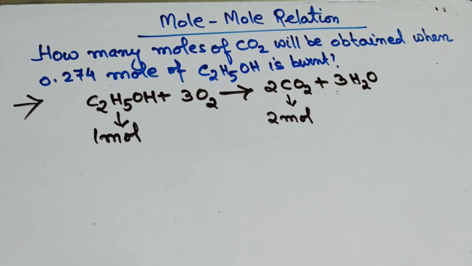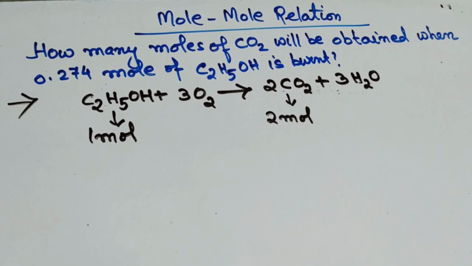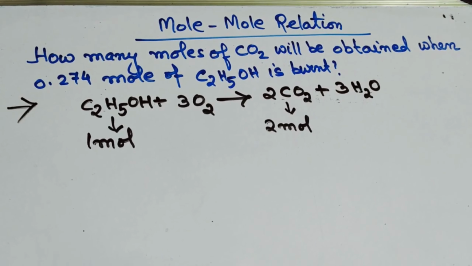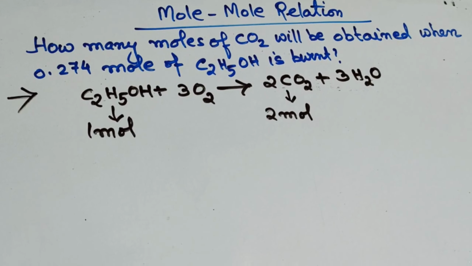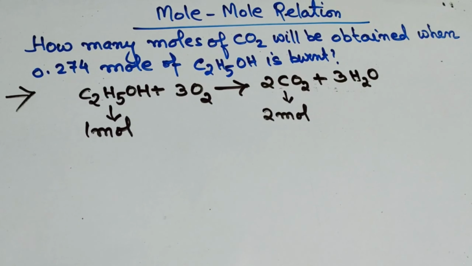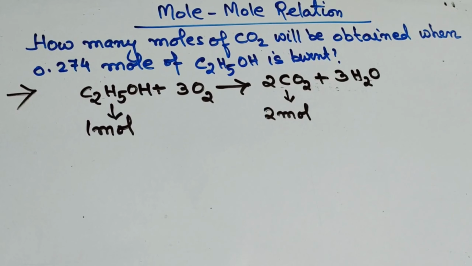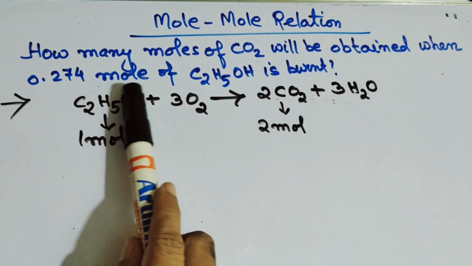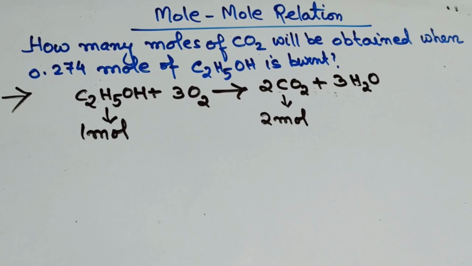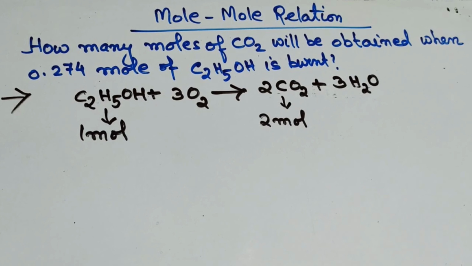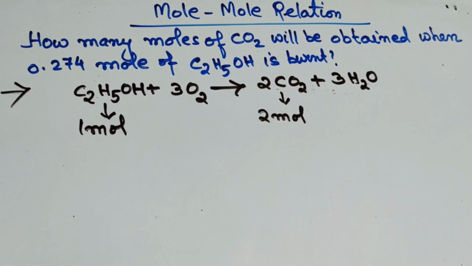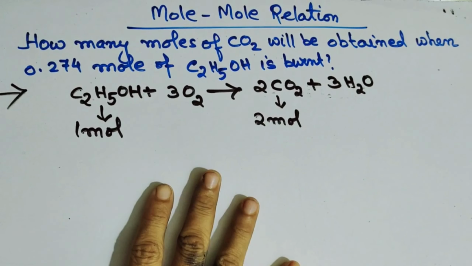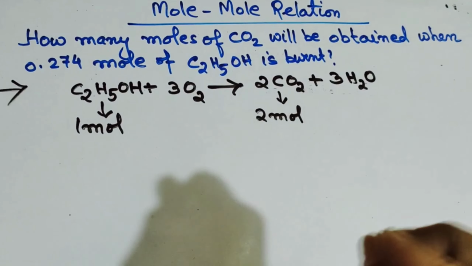In stoichiometry, we have also said there are relations like mole to mole, mole to mass, mass to mass. So these interrelations in any chemical reaction, and any problem related to these, can be solved like this. How many moles of CO2 will be obtained when 0.274 mole of C2H5OH is burned? Now C2H5OH is ethanol. From the junior classes 9 and 10, we know combustion of a hydrocarbon produces carbon dioxide and H2O.